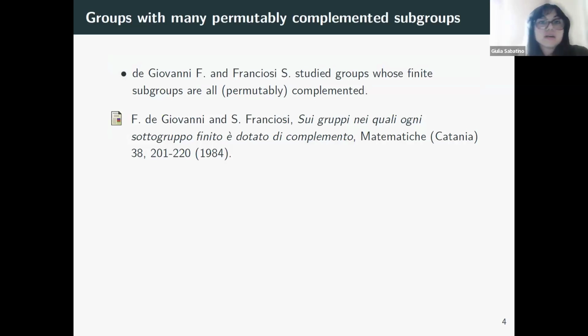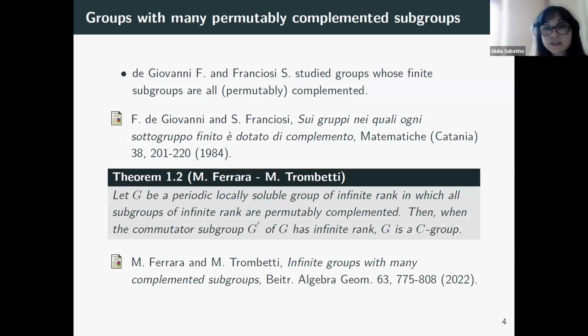Many years later, many group theorists got interested in studying groups in which a particular family of subgroups satisfy this property of being permutably complemented. This is the case, for example, of De Giovanni and Franciosi, who studied groups in which every finite subgroup is permutably complemented, or more generally complemented. In recent years, other group theorists like Ferrara and Trombetti studied groups of infinite rank where all subgroups of infinite rank have this property, and they proved that, provided that the commutator subgroup of such subgroups has infinite rank, then all subgroups are permutably complemented.